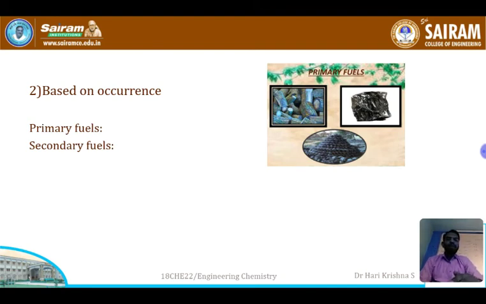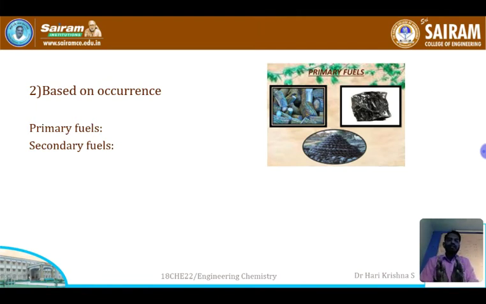Crude petroleum oil is subjected to fractional distillation. When crude petroleum oil is subjected to fractional distillation, depending upon temperature, petrol, diesel and kerosene will be separated. So here some chemical process is done in order to get the fuel. Petrol, diesel and kerosene are called secondary fuels. LPG, once again, is a secondary fuel. CNG, compressed natural gas, is a secondary fuel.